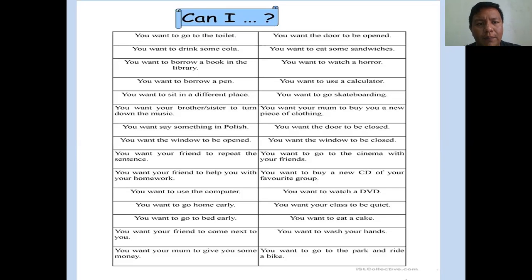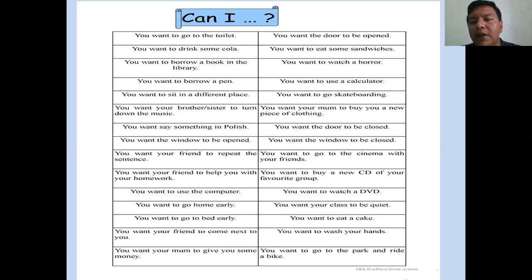Second example, you want to drink some cola. Tú quieres beber algo de cola, ¿sí? Algo de Coca-Cola. Entonces, ¿cuál es el permiso o cuál es el request que vas a realizar? Porque vamos a hablar de permisos y vamos a hablar de request. Request es cuando tú estás pidiendo algo. Entonces, can I or can you give me some soda, some cola?